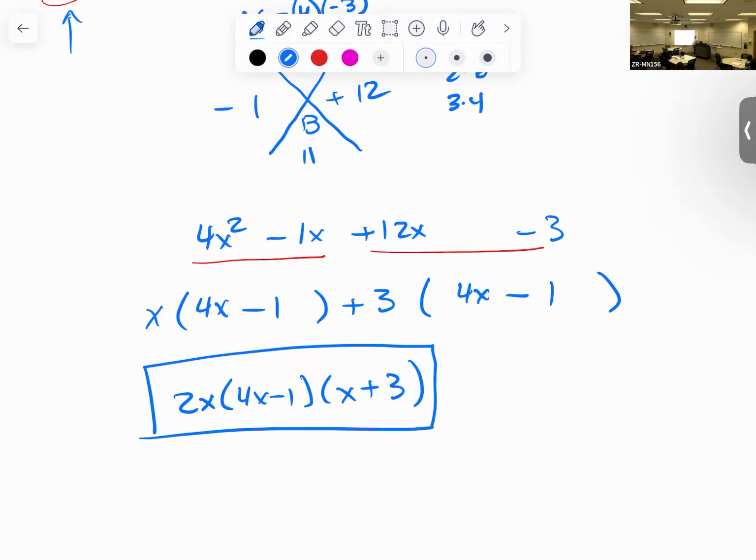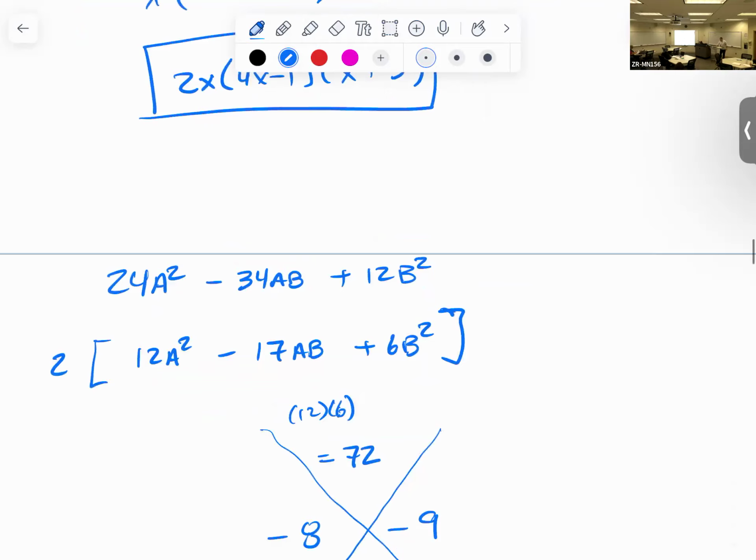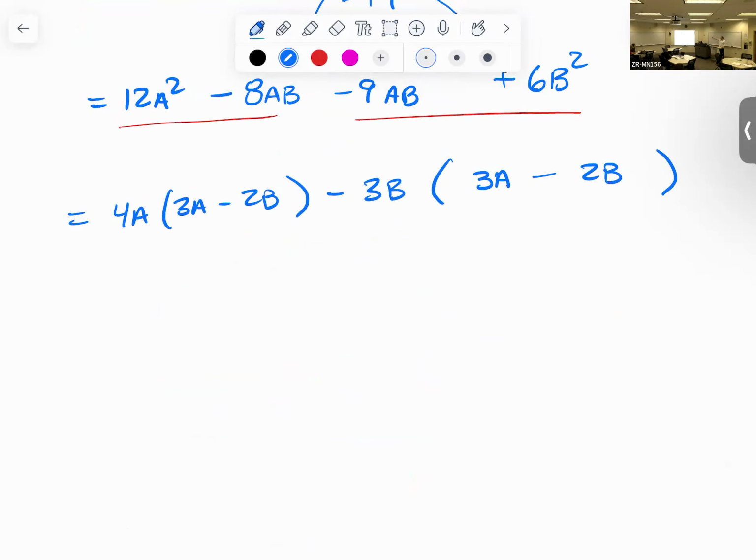Is there a way to avoid it from the start? You just have to pay attention to positive and negative. If the first term of the second part is negative, I would immediately pull a negative out. Now we match: 3A minus 2B comes all the way out. 4A minus 3B, all times 3A minus 2B.